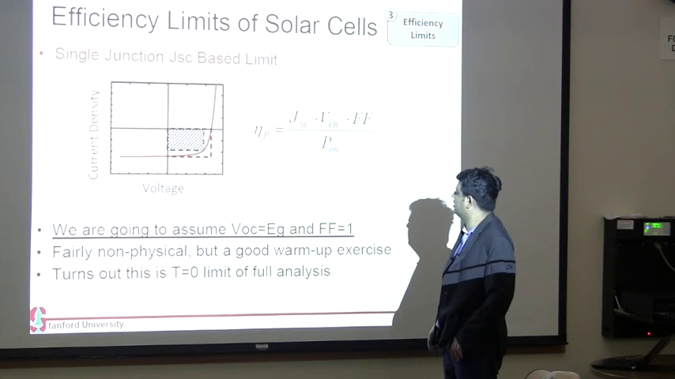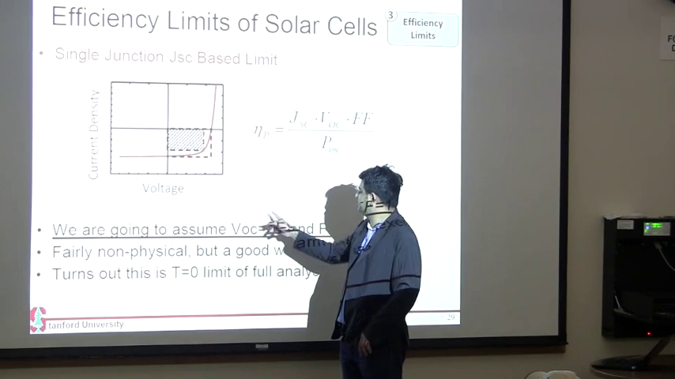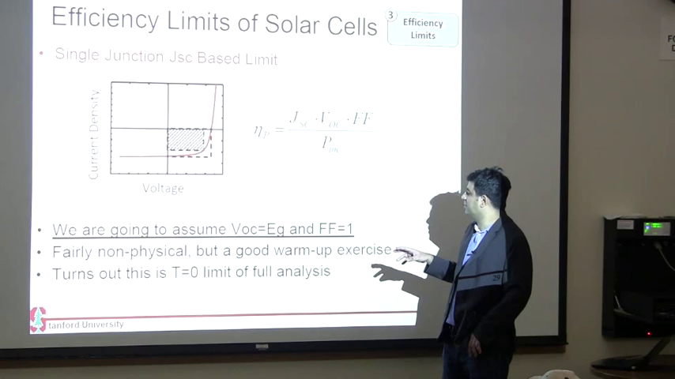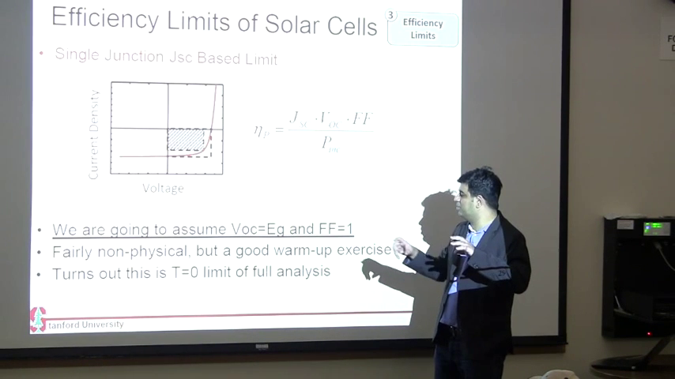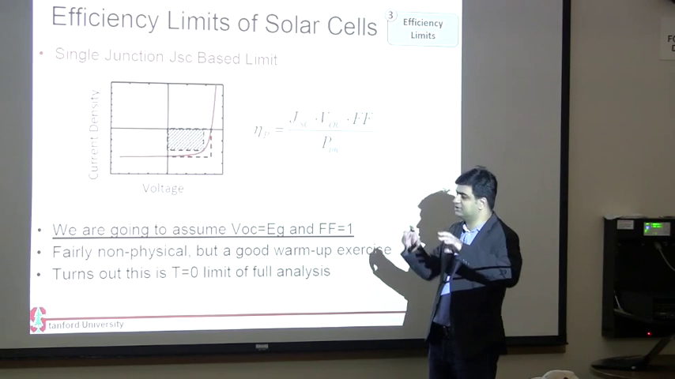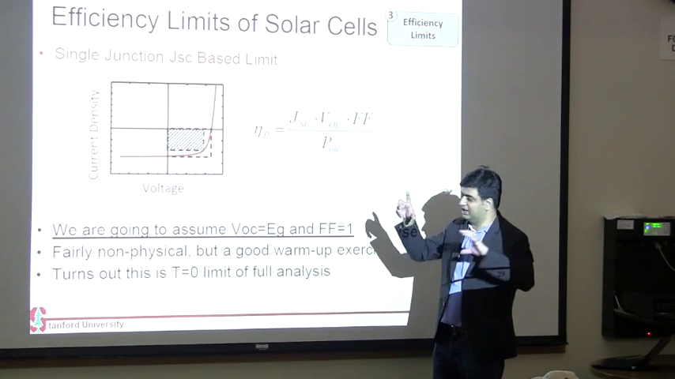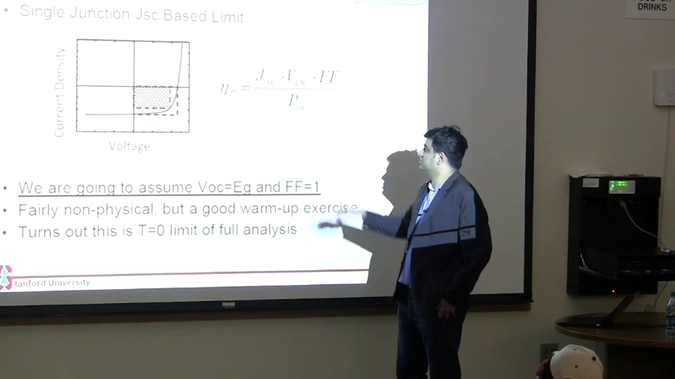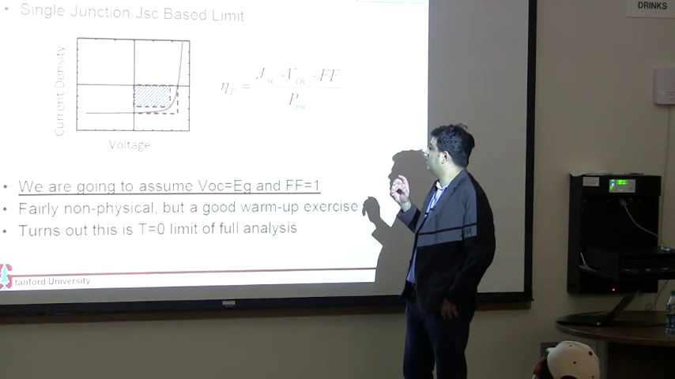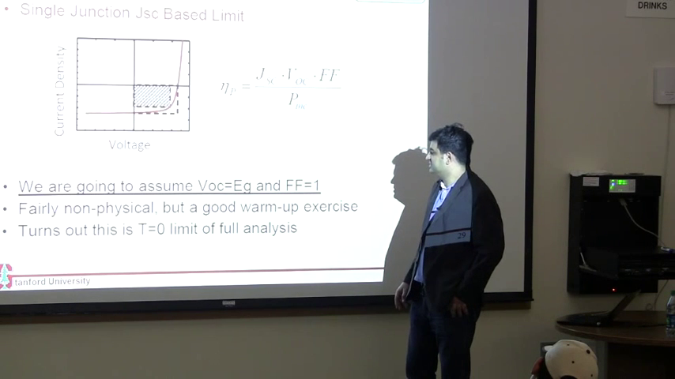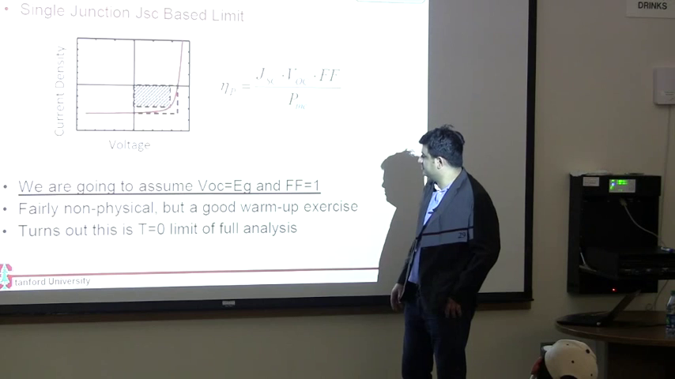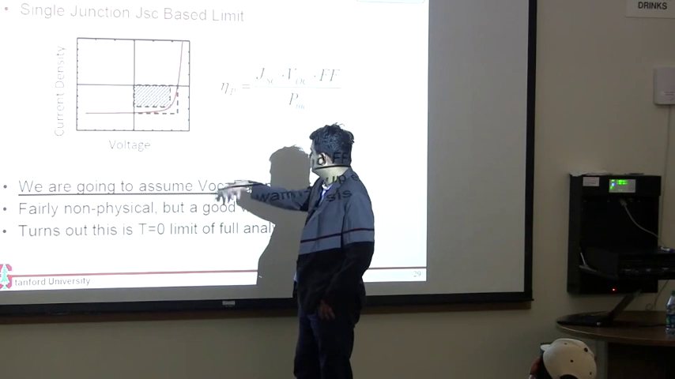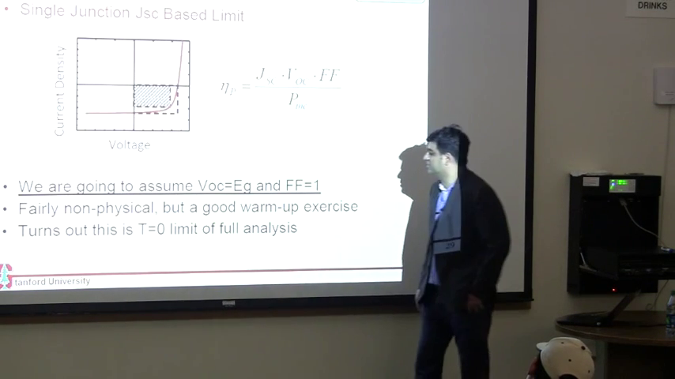And to simplify things, I'll assume that the maximum open circuit voltage that I can get is the band gap of my material. Usually whenever you operate a cell, your open circuit voltage is always less than the band gap, because the band gap is the maximum voltage you can have separating your electrons and holes. But just for simplifying the calculation, I'll assume that. And I'll also assume a fill factor of 1. This is again simplifying things, but it turns out this is actually the case when you go to zero Kelvin. All your defects freeze out, and you do get an open circuit voltage equivalent to your band gap.